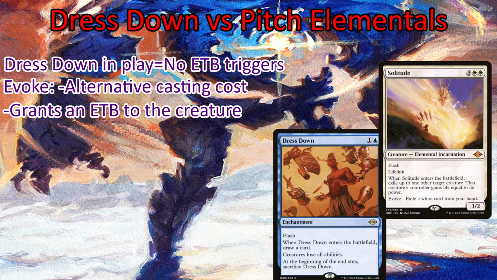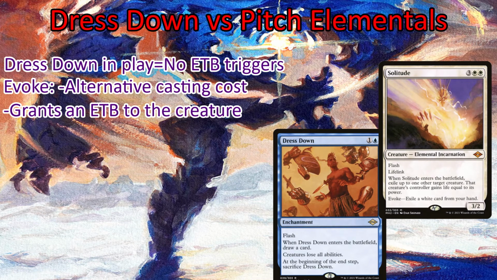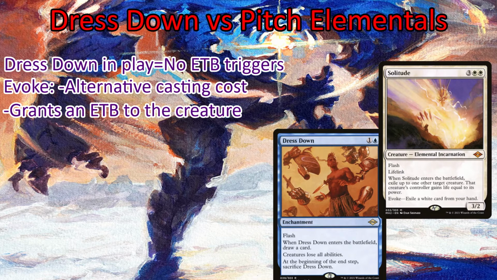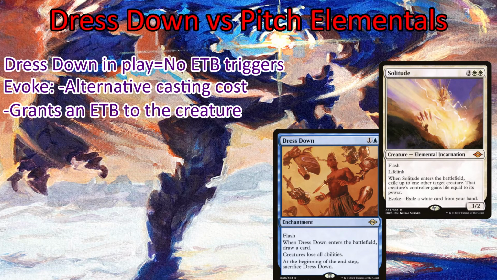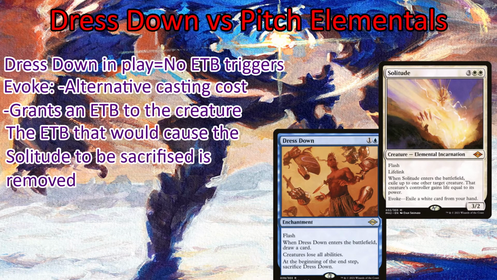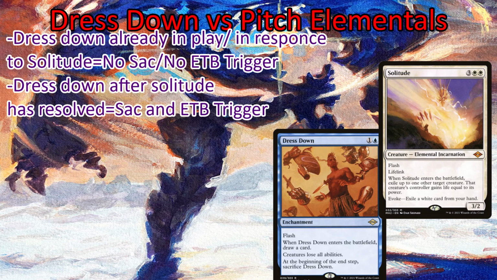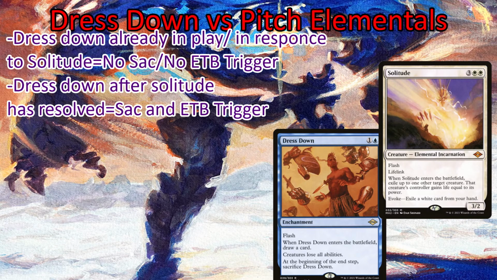So, let's say we go ahead and pitch a card to cast Solitude, and our opponent responds with Dress Down. Dress Down comes into play, then Solitude comes into play, and because of the effect of Dress Down that removes the abilities, it also removes the ability that would cause it to be sacrificed. So, if there is a Dress Down already on the battlefield, or it is cast in response to us casting Solitude, then we get to keep the elemental, but we don't use either of the abilities.